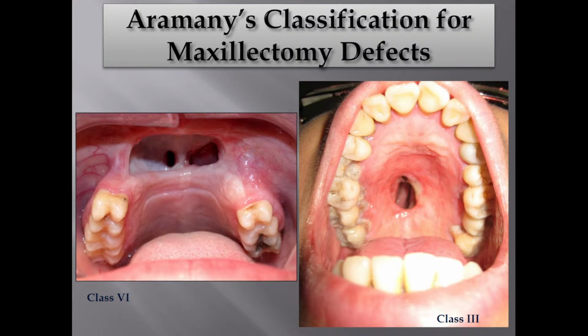And this is class 4, and the same for class 3. Class 4 is a defect that crosses the midline and involves both sides of the maxilla, with abutment teeth present on both sides but posteriorly. This classification is devised in order to guide the prosthodontists in obturator design. It, however, lacks a description of the surgical defect.